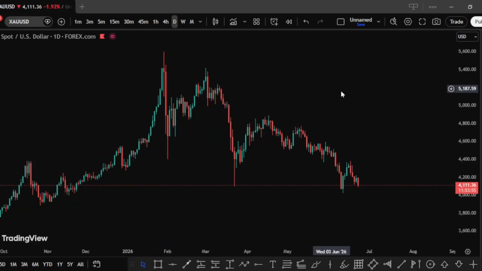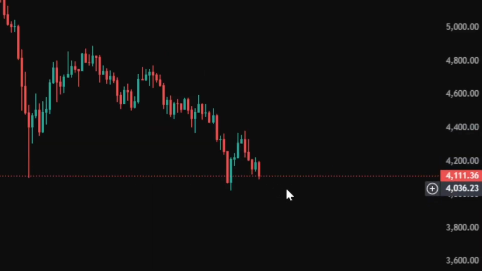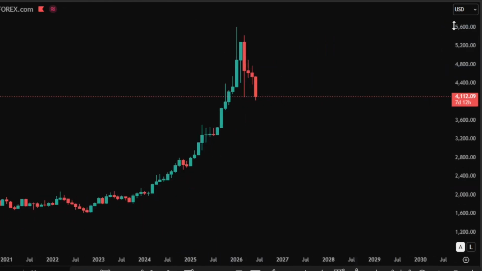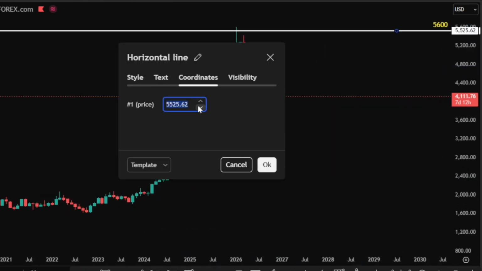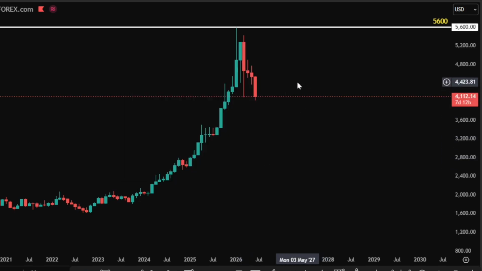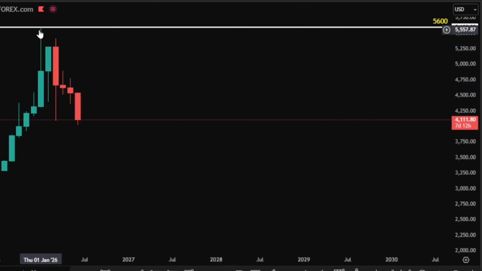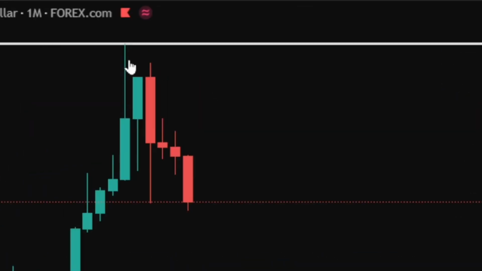What's the current price of XAU USD? 4,100 per ounce. Let me go to a higher time frame, like the monthly time frame. We want to mark 5,600. If you mark 5,600, you can see that price reacted around that level, and it is not once. In future, the price will come and react around 5,600.